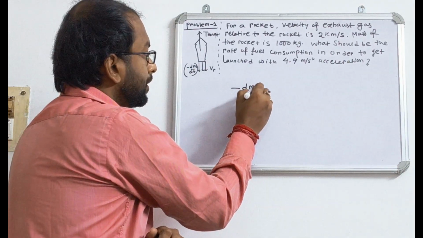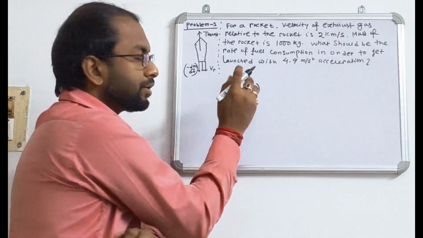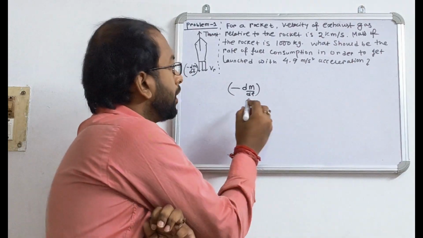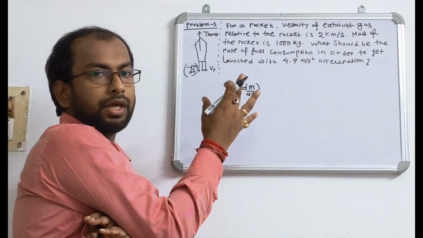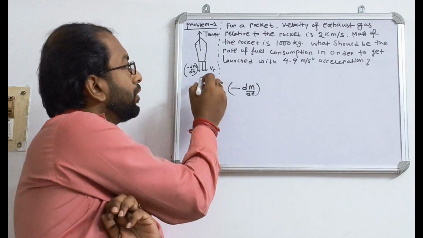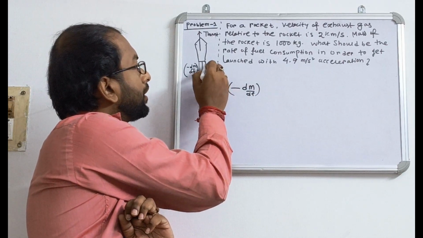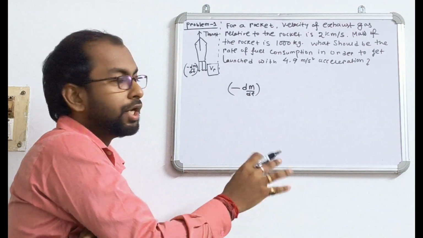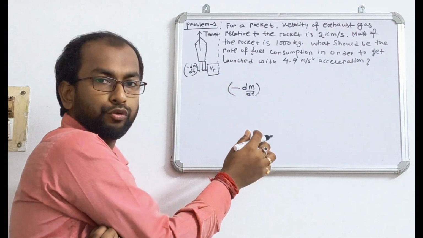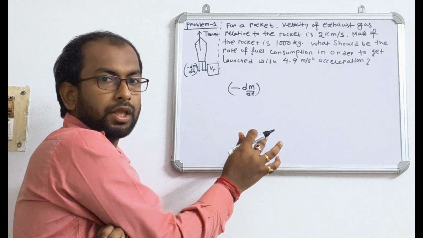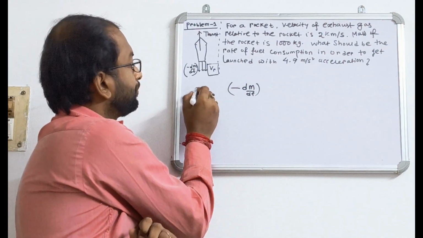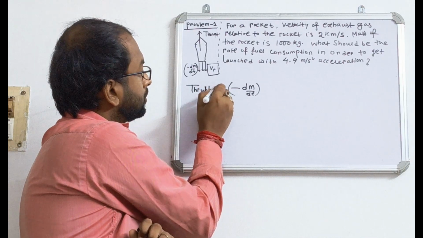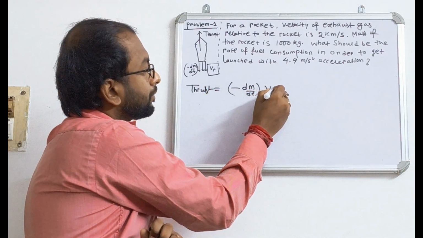It is minus dm by dt because mass is always decreasing with respect to time. Now, if the rocket is expelling the gas with relative velocity Vr in the downward direction, it will get a thrust in the upward direction. What is the thrust? If it is consuming the fuel at the rate of dm by dt, the thrust force it is going to get is dm by dt into Vr.